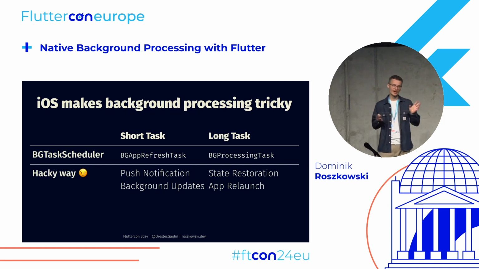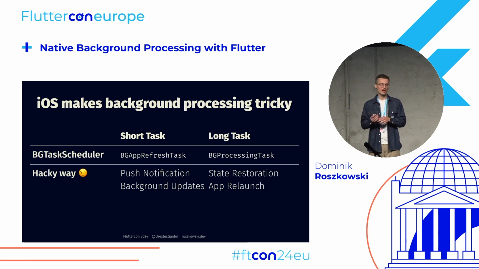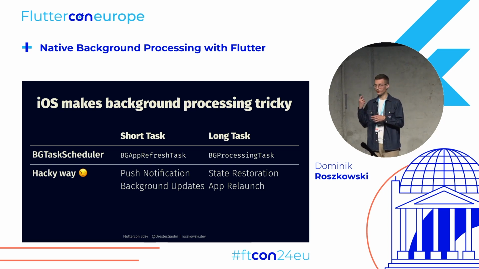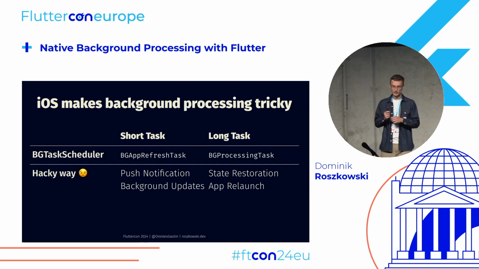So the official way is just to use the background task scheduler, and this allows you to run either short or longer tasks. You can define whether it runs when the charger is connected, whether Wi-Fi is connected, things like that. And this obviously lets you run a Swift callback. But the interesting thing is that when this function gets invoked, your entire application is also running. Like your app delegate gets run. So this is quite interesting.